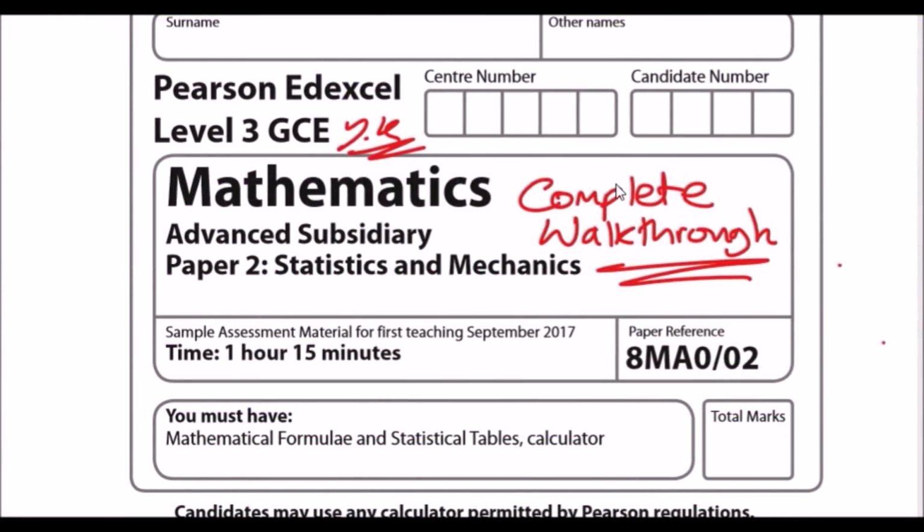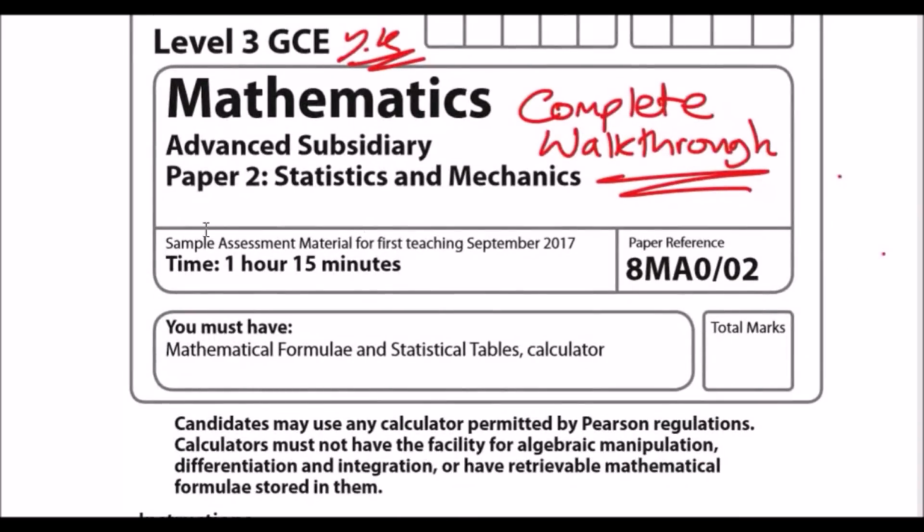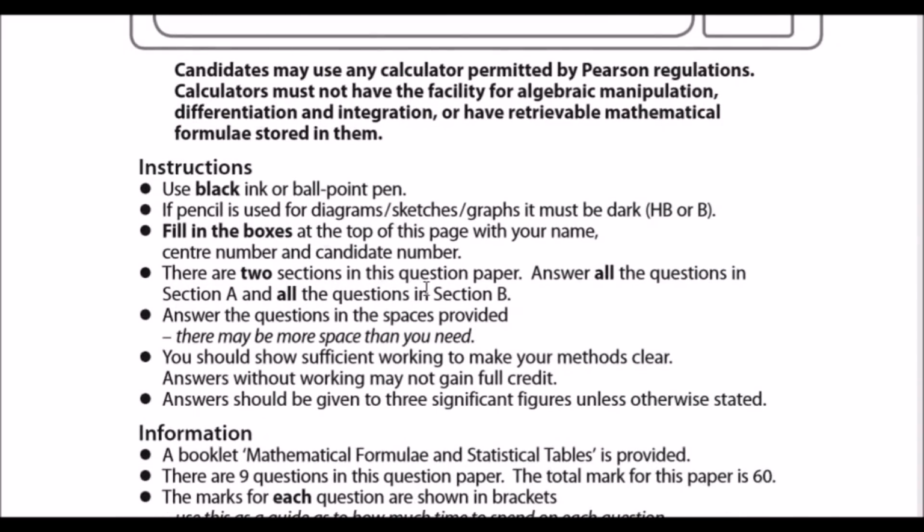So here we'll be doing a complete walkthrough of the AS maths paper. Even for you A2 guys or full A-level guys, you can use this paper. This is the second paper, which consists of the stats and mechanics only. And this is really short, an hour 15, and thankfully there are only 9 questions to do.